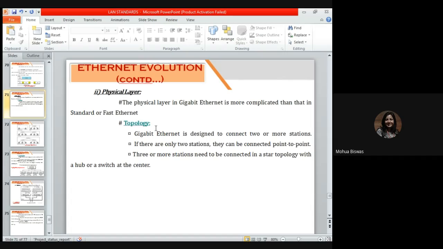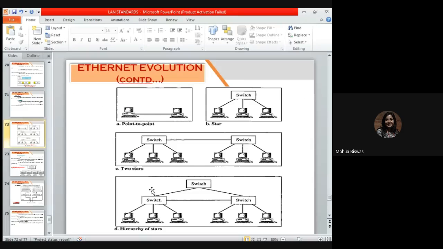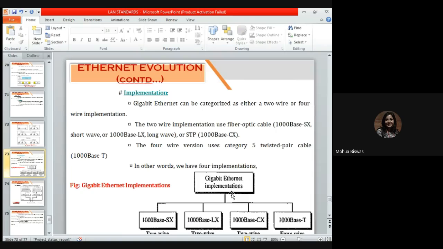Now next is the physical layer. We have covered the MAC layer. In the case of the physical layer, the topology used is either point to point or, when there are more than two stations, a star type arrangement where every station is connected with a switch.